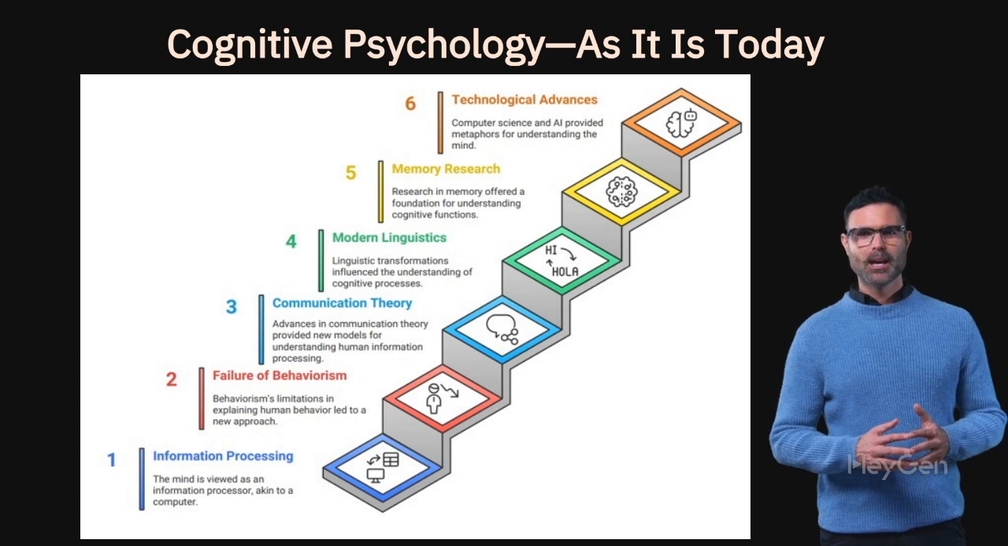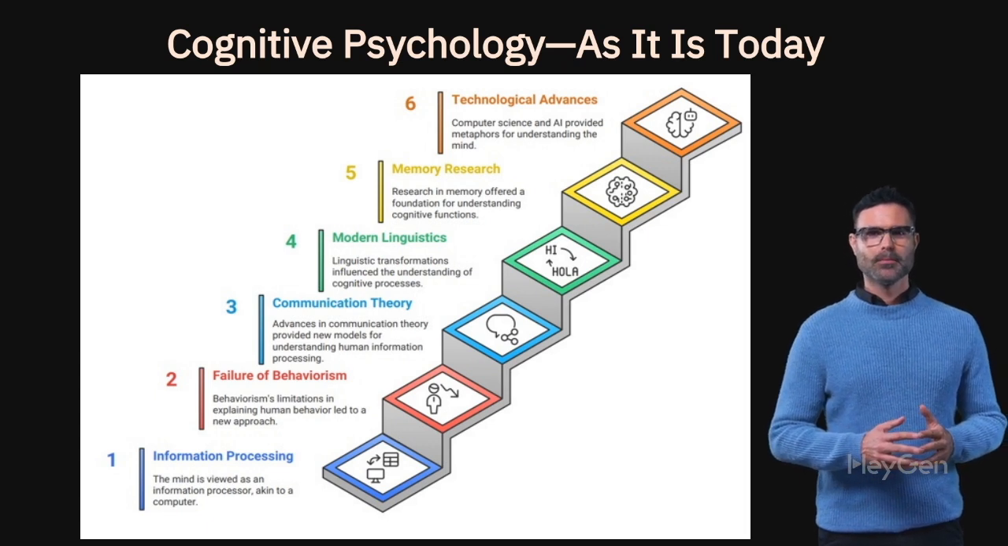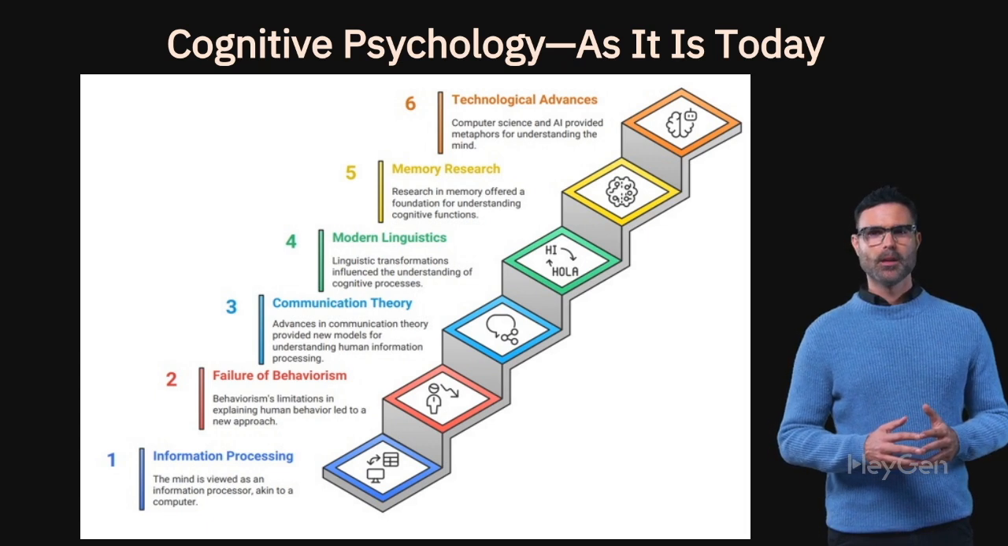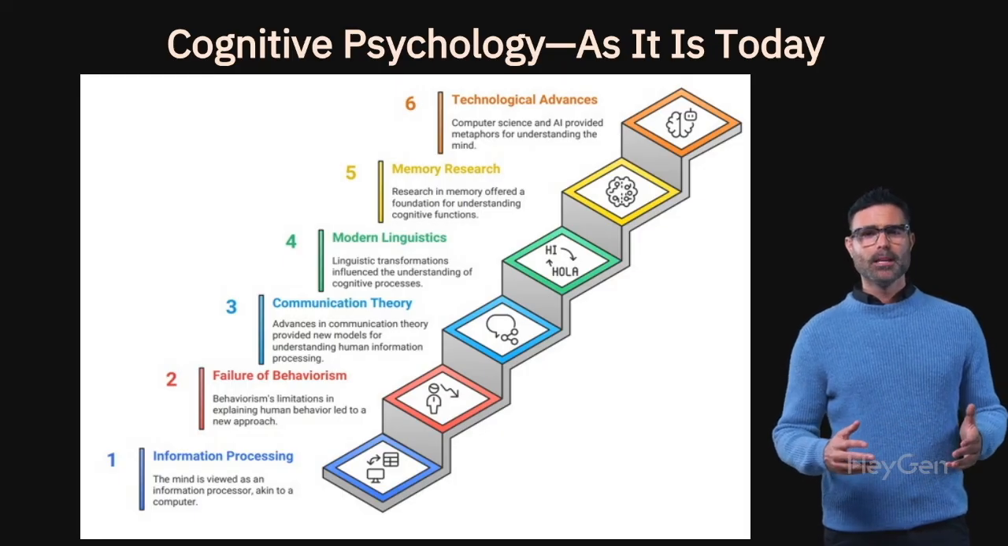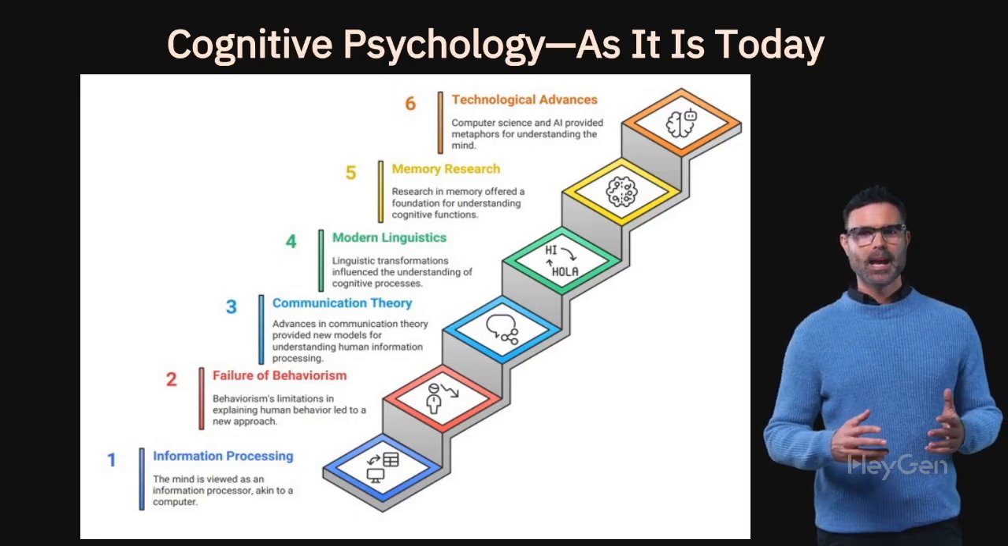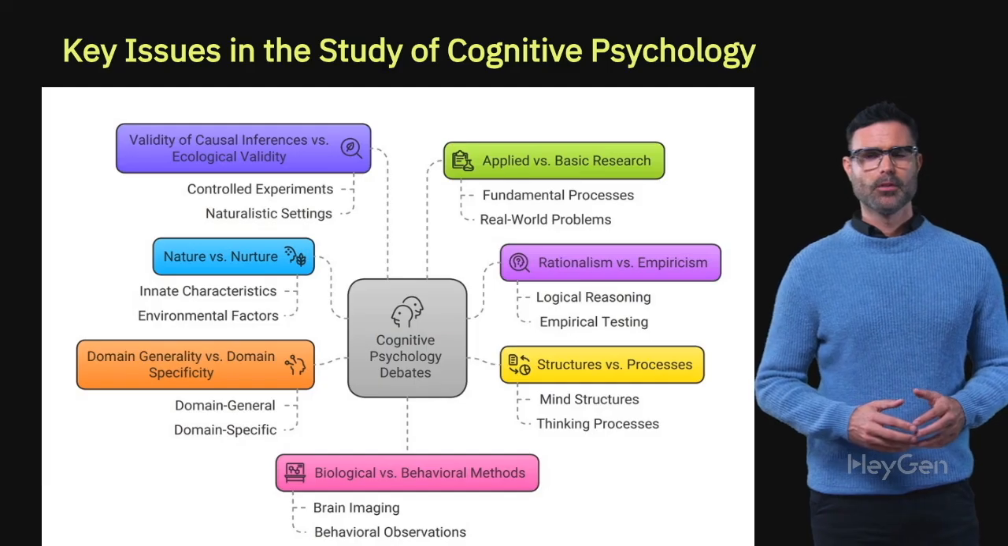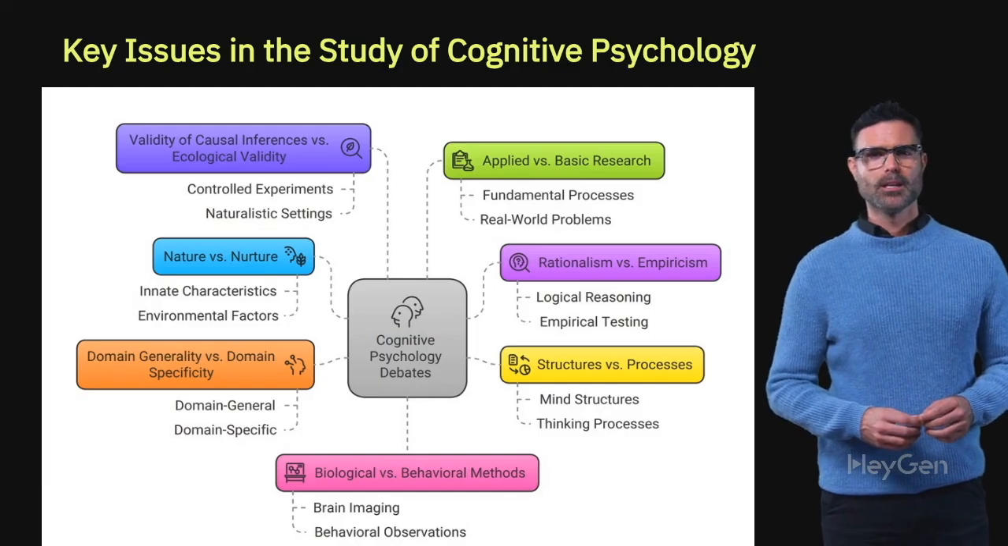Computer science and other technological advances. The rise of computer science, and particularly its subfield of artificial intelligence, AI, had a profound influence on cognitive psychology. Computers, as information processing machines, offered a metaphor for understanding the mind, leading psychologists to re-examine mental activities such as problem-solving, decision-making, and reasoning.